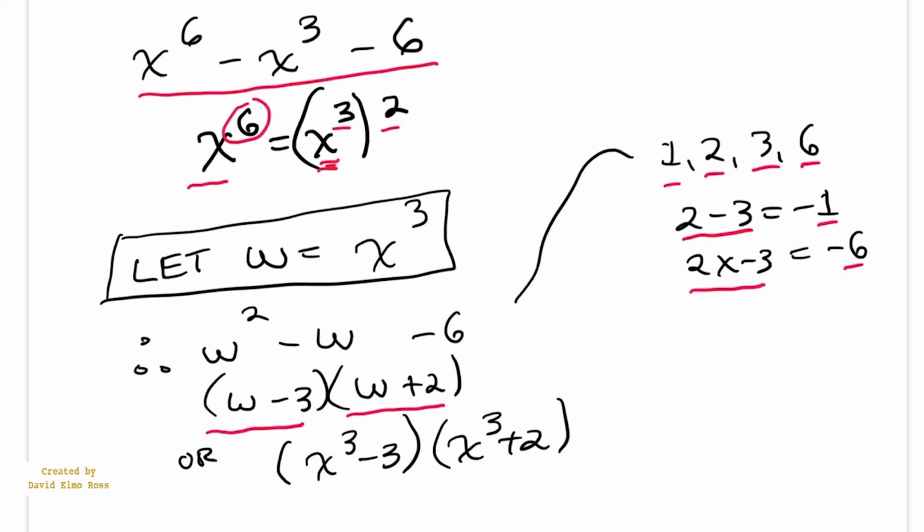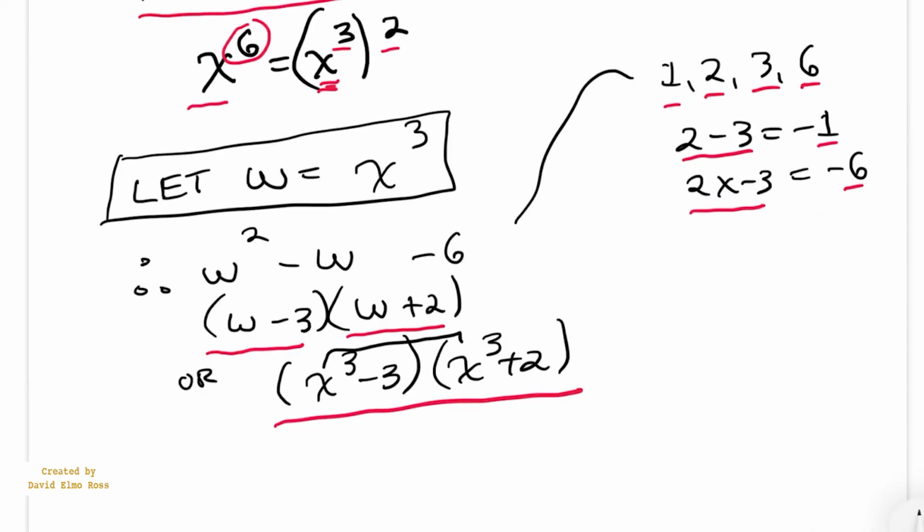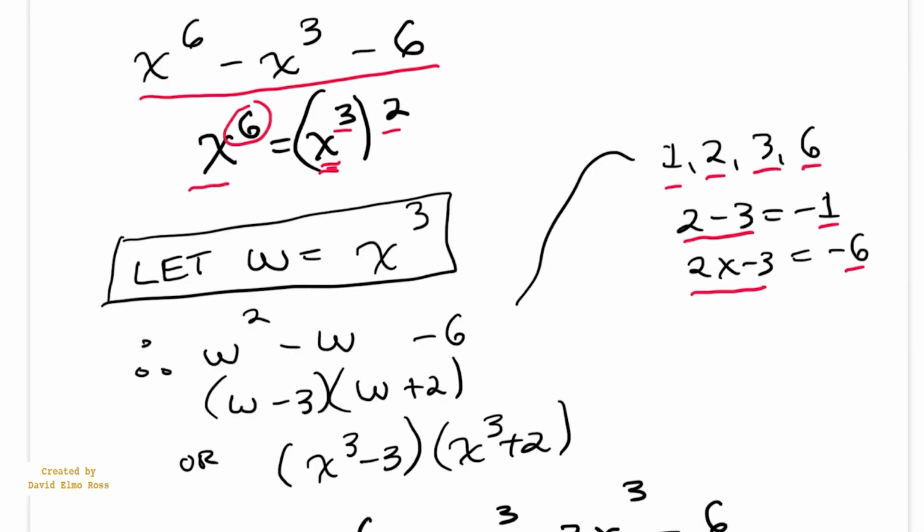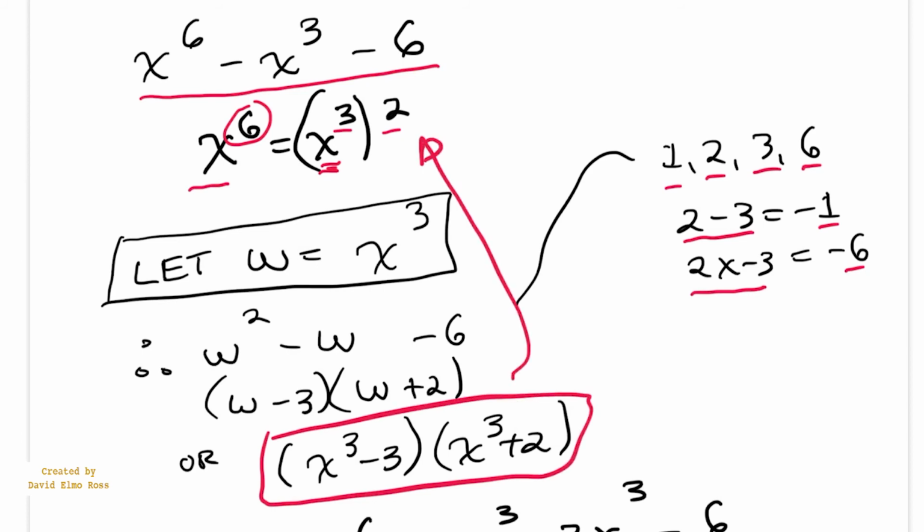And if we substitute back in for w, x cubed, then we're going to get this expression here. Let's validate that that is correct. So this is x cubed times x cubed, which is x to the 6. The outer one here is plus 2x cubed minus 3x cubed minus 6, which will give us x to the 6 minus x cubed minus 6. And so therefore this is the factor of this original expression here.